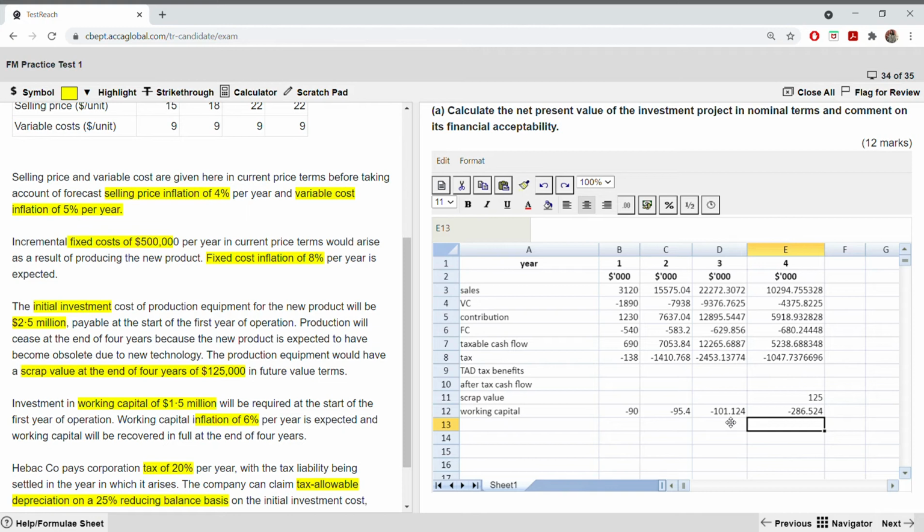No, wait. Something is wrong with the working capital. It is showing 1787. Definitely somewhere something is wrong, because it cannot show such a huge number.